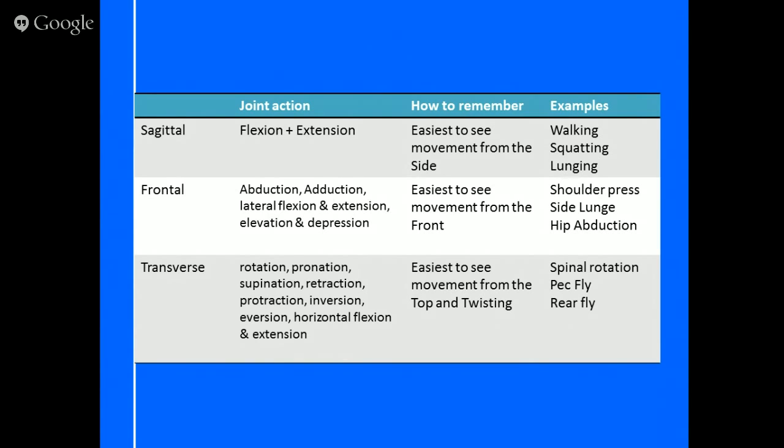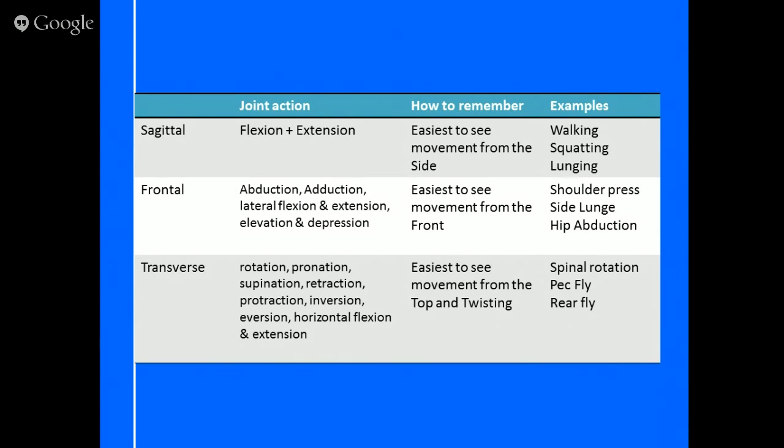Now, the easy way to remember this is that if you look at that movement from the side, then you see the greatest angle of movement. S equals sagittal, S for side, see it from the side. This includes things like walking, squatting and lunging. But the best way to remember it is that flexion and extension is always sagittal.